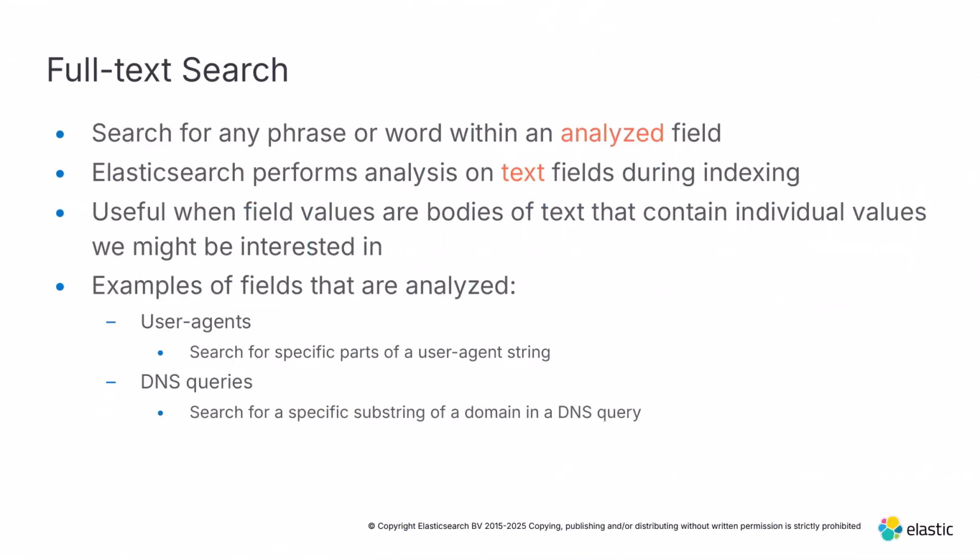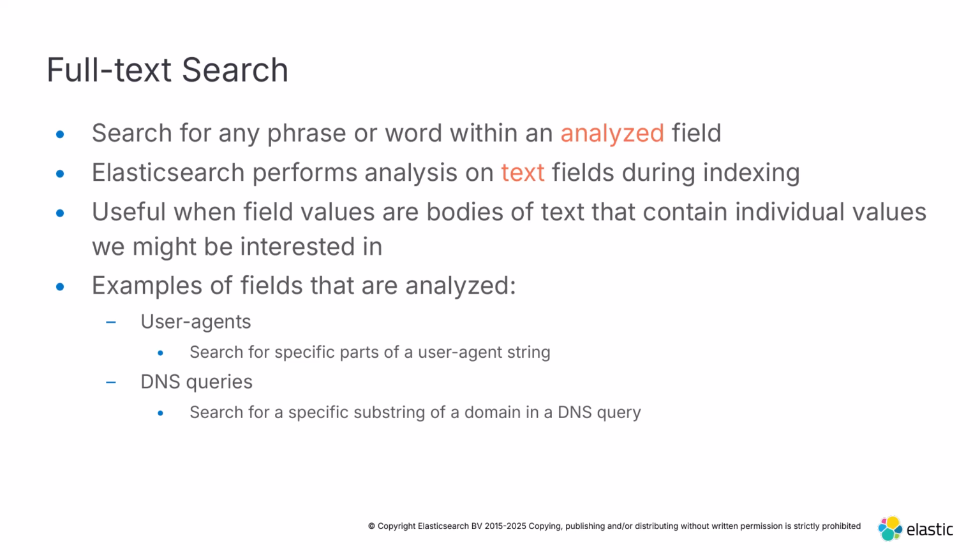Now you can search for any phrase or word in the query bar, and it's going to be analyzed within those .text field names. Full text search is a powerful way to search through large volumes of text data and find relevant results based on individual words, phrases, or even partial matches. This is useful when we're interested in only a small part of that value. Examples of fields that are analyzed are user agents. User agents provide information about the software and hardware being used to access a website.